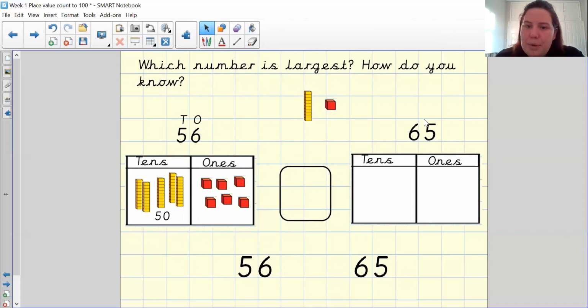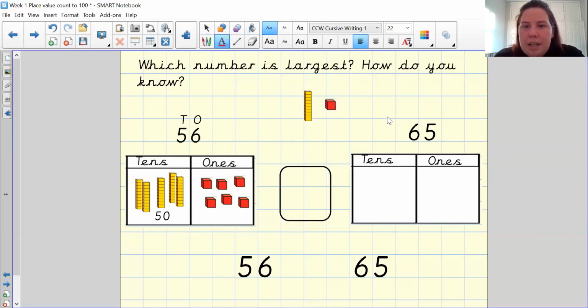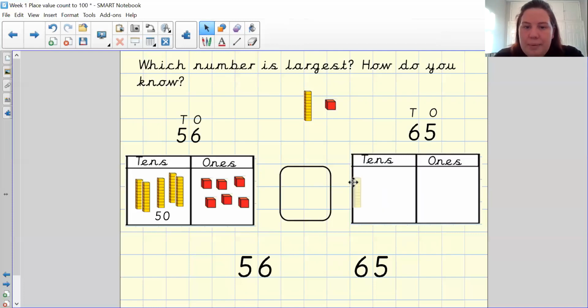Now I'm going to make my next one, 65. So how many tens? So if I put my tens and ones above it, it'd be easier for you to see. So how many tens? 6. Well done. 1, 2, 3, 4, 5. Again, it's going to be a tight squeeze. 6. And then 5 ones. 1, 2, 3, 4, 5.